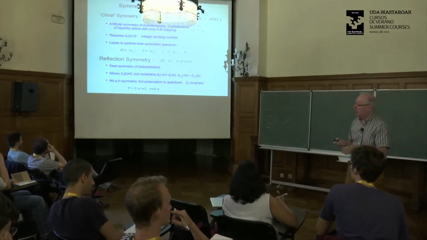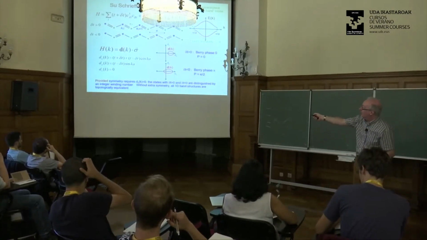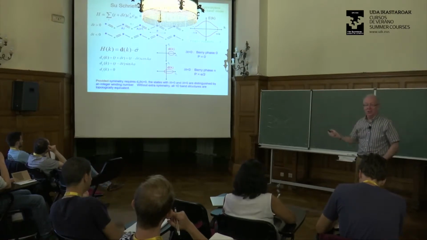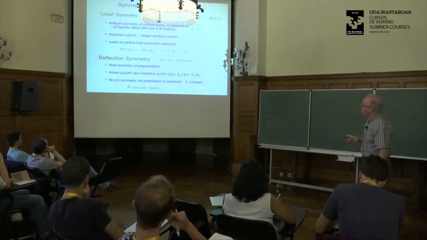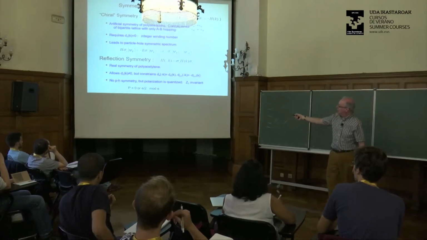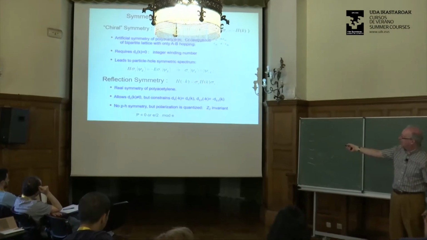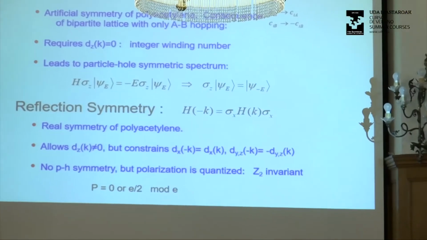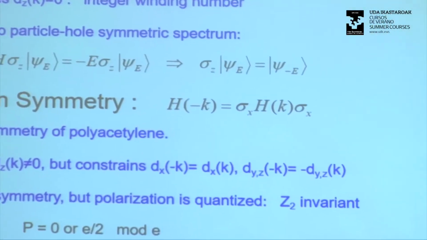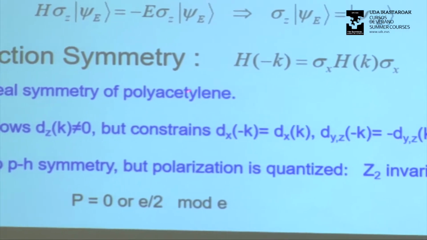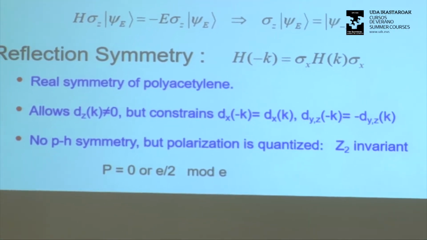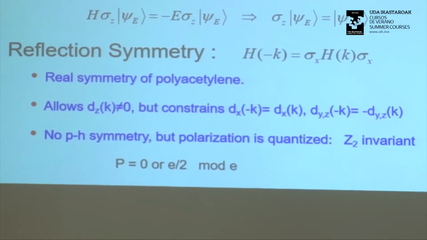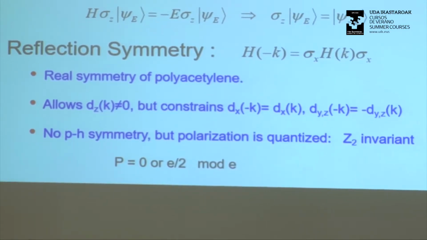And that's reflection symmetry. If you look at this, I can reflect about the middle of a bond, and that looks the same. So that also is a symmetry of the Hamiltonian, but this is a symmetry that relates h of k to h of minus k. And that doesn't forbid second neighbor hopping, so actually the dz can be non-zero, but it does give us a constraint, and what that boils down to is that the two phases, the two dimerization patterns, are still topologically distinct. In fact, they're distinguished by a Z2 invariant, not an integer winding number anymore.